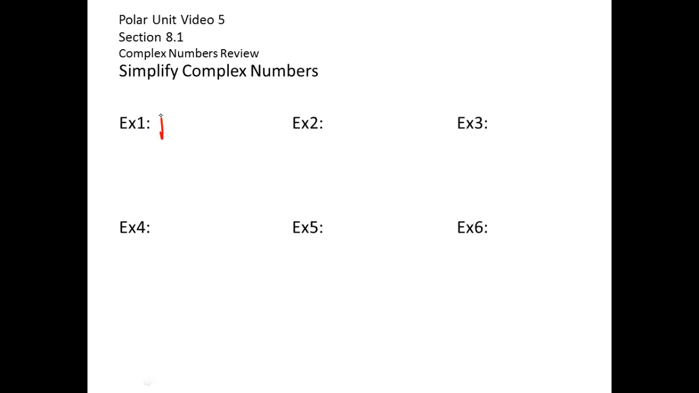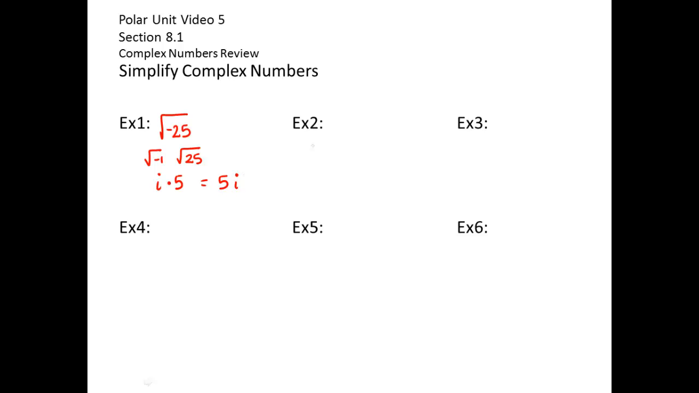Example number 1 is to simplify the square root of -25. Anytime we have a square root of a negative number, we actually have a representation of i. So I have i times the square root of 25, which is i times 5. We would write that as 5i.